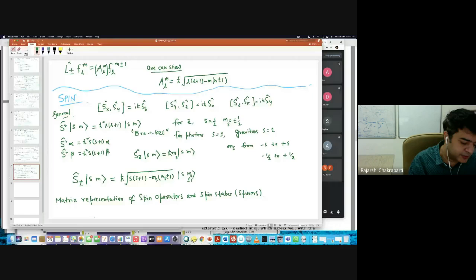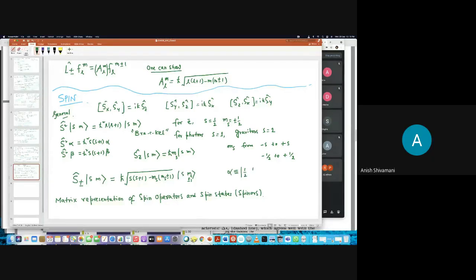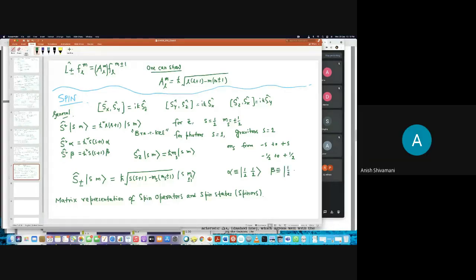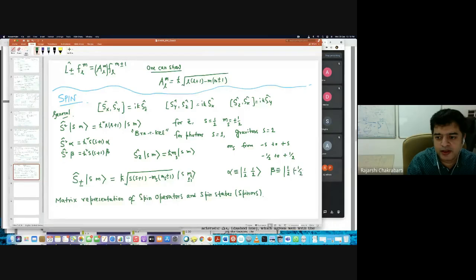So let us define something. Alpha, beta. Similarly, alpha is equivalent to what? For electron, it is half, plus half. What is beta? Half, minus half. Yes, others should also tell. I'm putting it in a bracket.